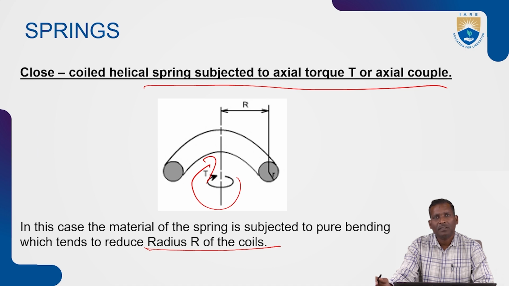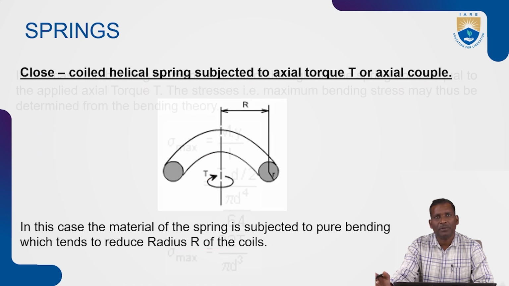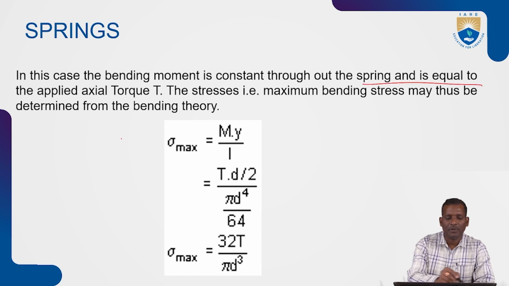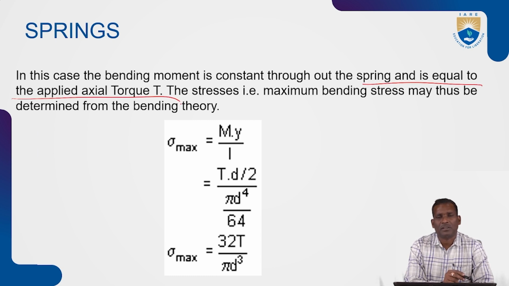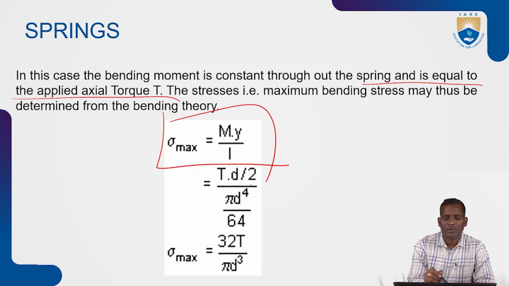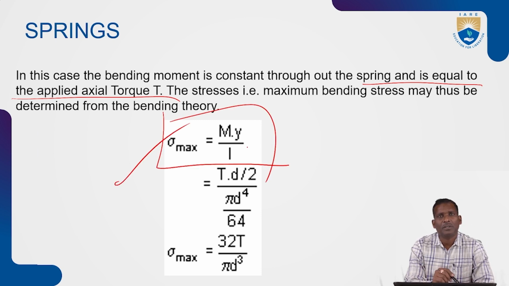So in the bending, what will happen? The radius of the coil will be reduced. In this case, the bending moment is constant throughout the spring and is equal to the applied axial torque T. So the maximum bending stress may thus be determined from the bending theory, that is sigma max is equal to M y by I.